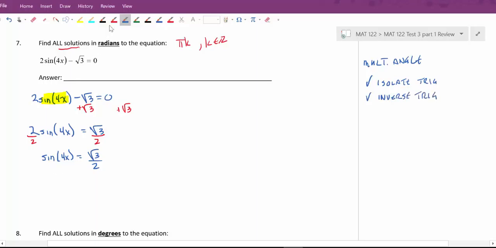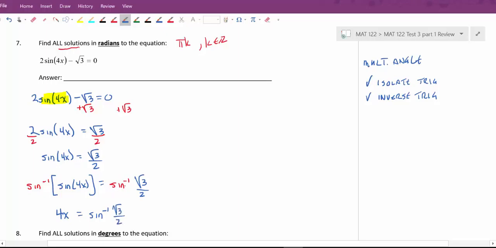So what I'm going to do next is the inverse sine of both sides of this equation. So I'm going to do the inverse sine of the sine of 4x, and then the inverse sine of the square root of 3 over 2. Now, you know that if you do the inverse sine of the sine, then the argument is what comes out of that. So you have 4x is equal to the inverse sine of the square root of 3 over 2, like that.